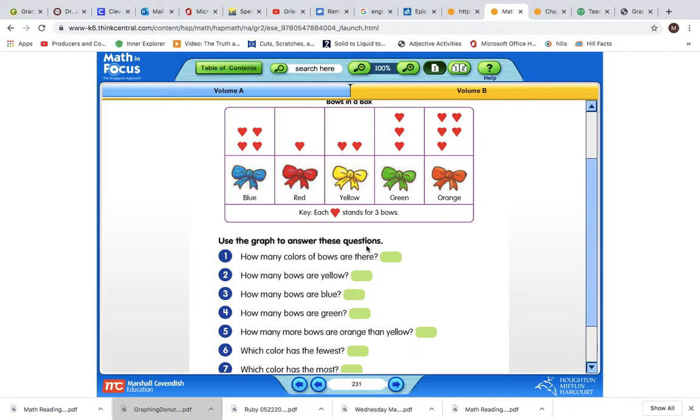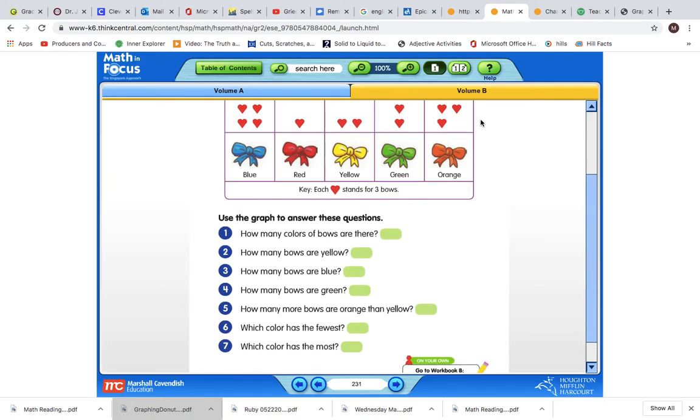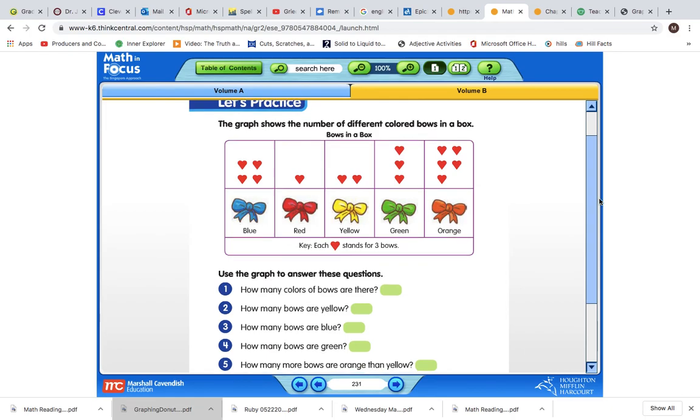Which color has the fewest, the least? That would be red because it only has one symbol. And which one has the most? That would be orange because it has 5 symbols.